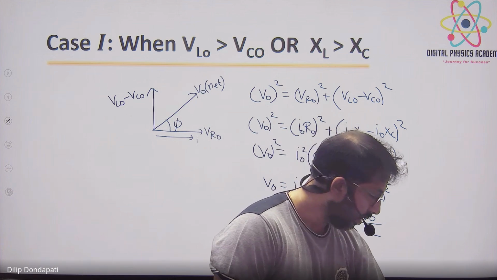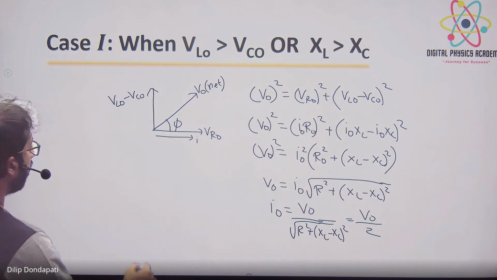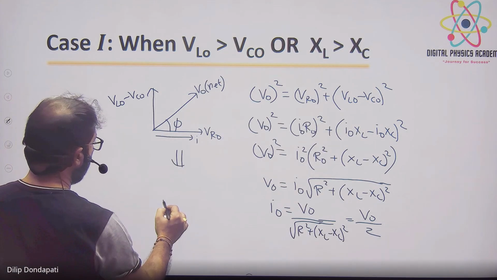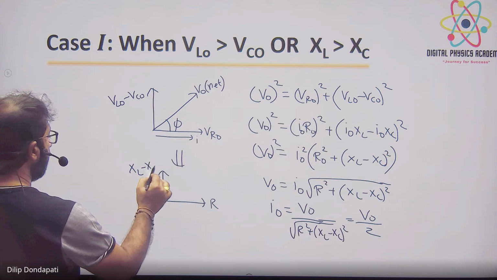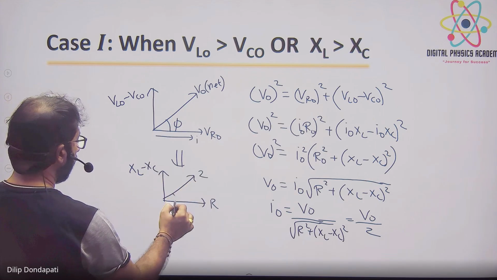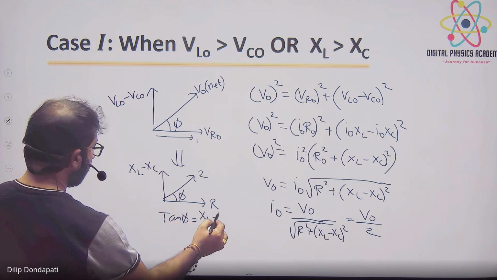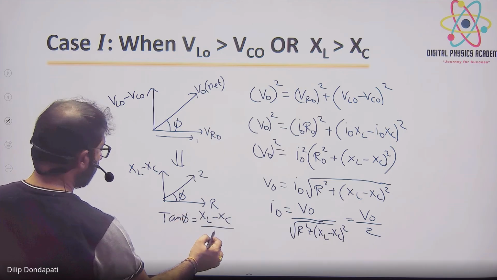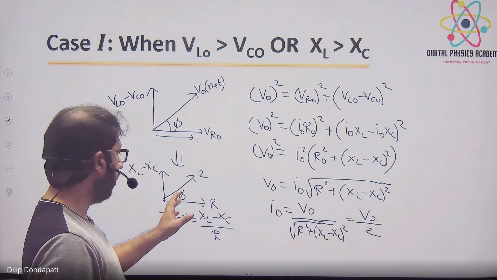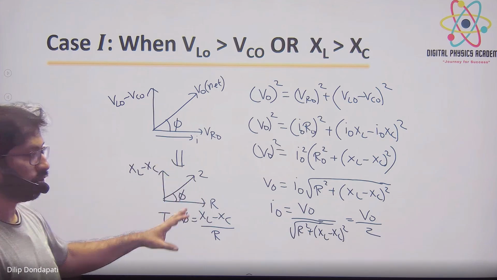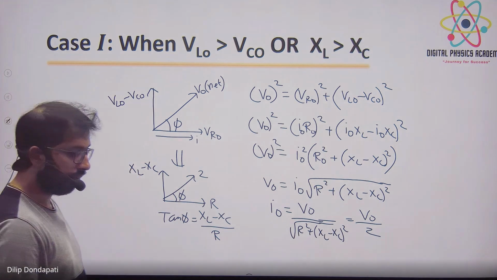Now, what will be tan phi? Tell me. If I convert into the impedance triangle, this is R, this is XL minus XC, and this is Z, this is phi. So what is tan phi? XL minus XC by R. The impedance triangle is used to find phi. Whether it is sin phi or cos phi, we have to draw the corresponding impedance triangle and solve.